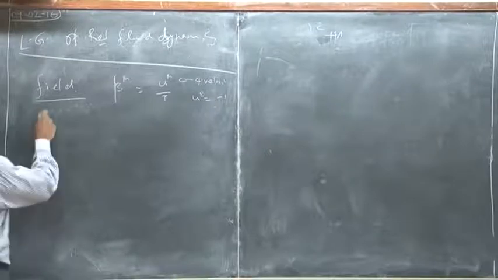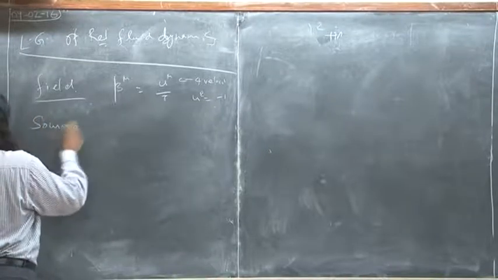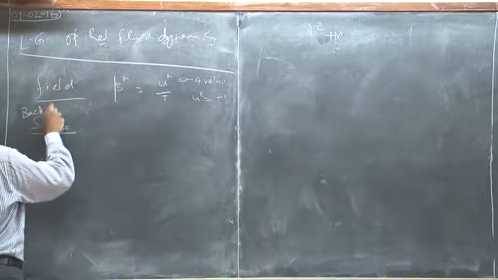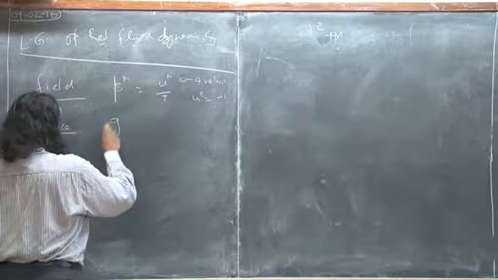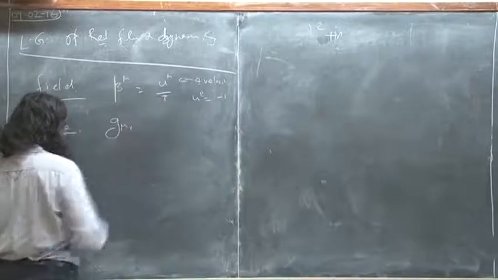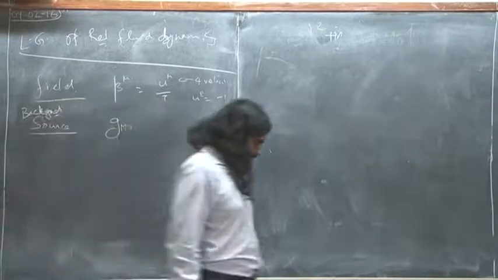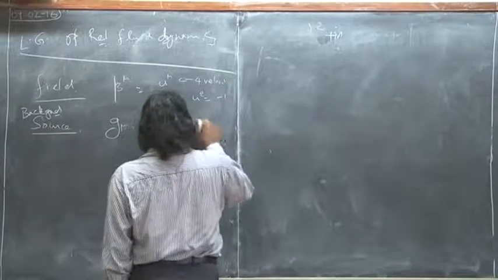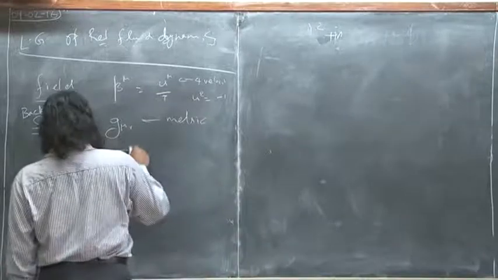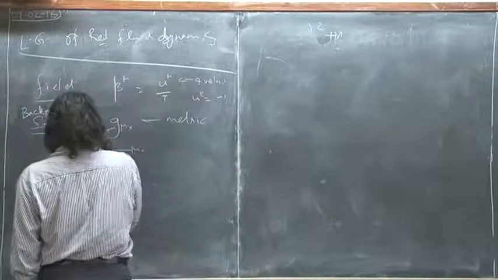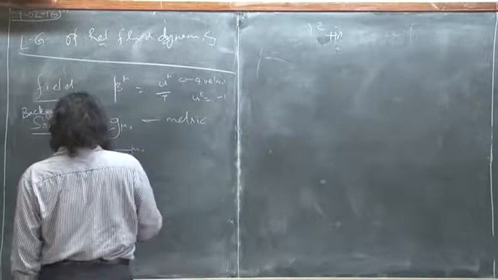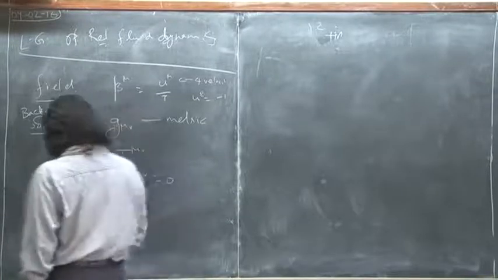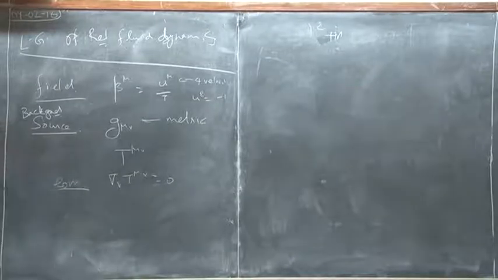Okay. So the background source is some G mu, the background metric, and there is a corresponding current, which is T mu. Your equation of motion of relativistic fluid dynamics is that the divergence of T mu equals 0, which is the conservation of energy.